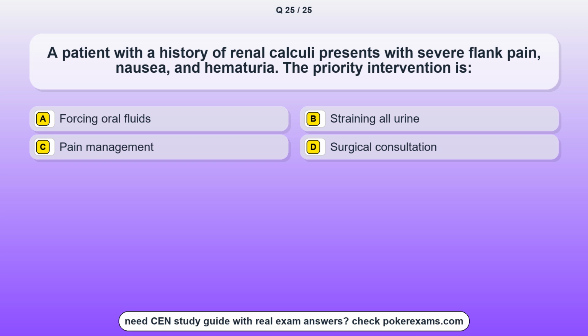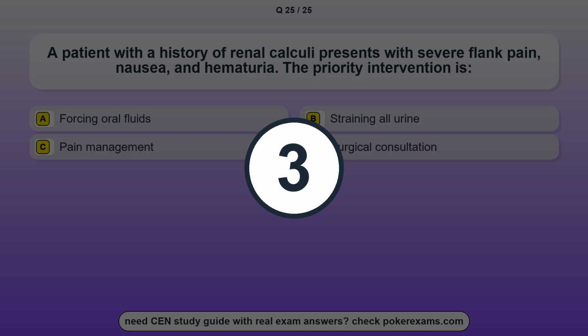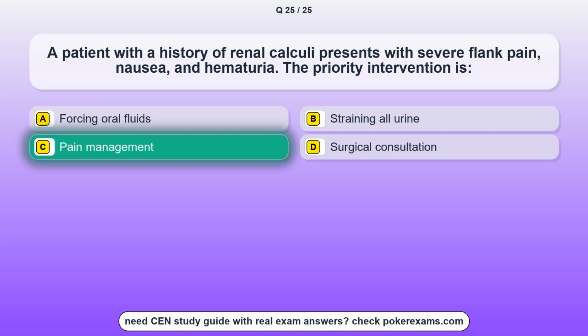Question 25. A patient with a history of renal calculi presents with severe flank pain, nausea, and hematuria. The priority intervention is: Option A: forcing oral fluids. Option B: straining all urine. Option C: pain management. Option D: surgical consultation. The correct answer is option C: pain management.